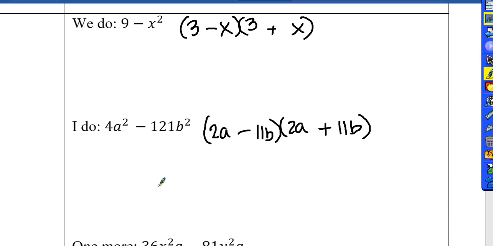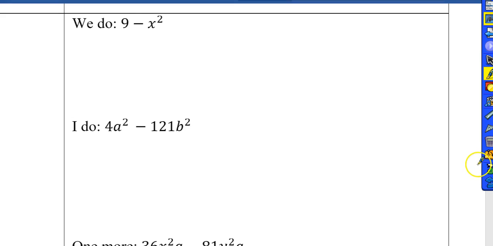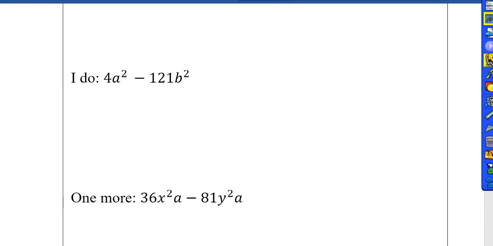So you should have split it into 2 A's and 11 B's, one positive and one negative 11B. And can I go any further? Do we have common factors? Nope. Okay, so there we have that. So we're going to go ahead and do one more, and then we're going to go back and talk about the sum of perfect squares.